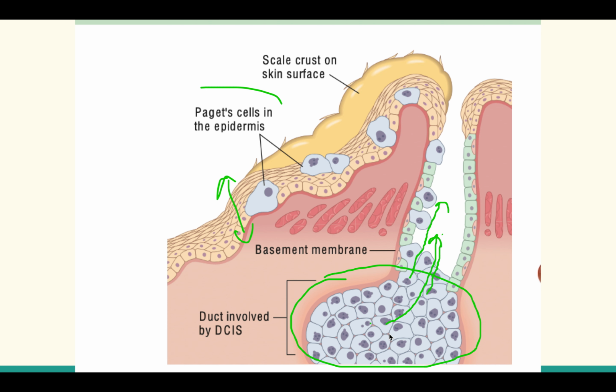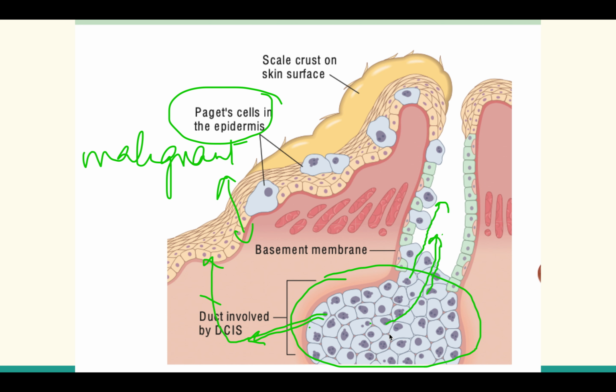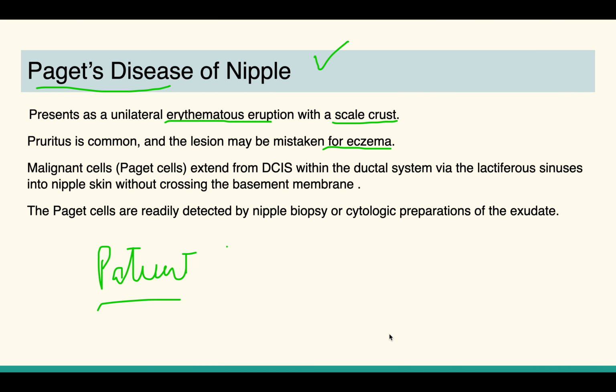These Paget cells are malignant cells, but they have not crossed the basement membrane. They are not going through the basement membrane; that is not the route. They are going through the ducts only. Through the ducts only they move upwards and deposit in the stratified squamous epithelium. So the malignant cells, which are the Paget cells, extend from the DCIS.